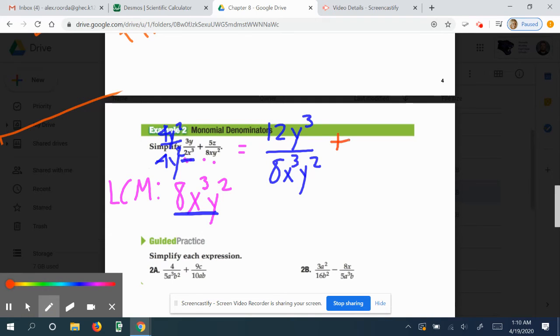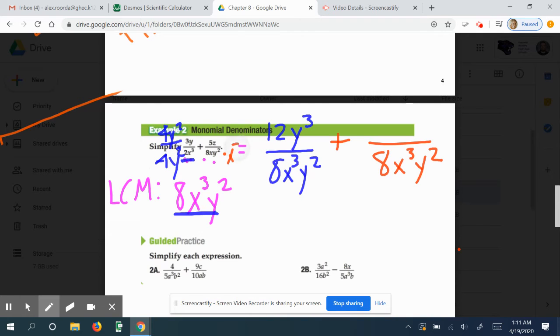Okay, let's go to our next one. All right, we're adding, and so we need our bottom to be 8x to the third y squared, which you'll notice means I just need to multiply top and bottom by x squared, right? And so I get 5x squared z. So now my job is to add them together, and you'll notice that the bottoms are the same, 8x to the third and then y squared, and I just add the top, 12y to the third plus 5x squared z.